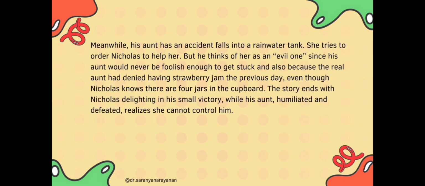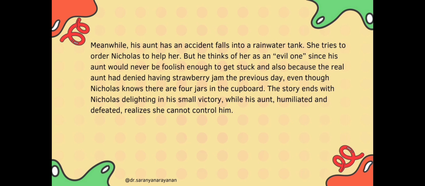When Nicholas follows the sound and reaches the garden, he understands that his aunt has accidentally fallen into a rainwater tank. She is fine, not hurt or anything, but she wants Nicholas to help her find the ladder and help her out of this place.